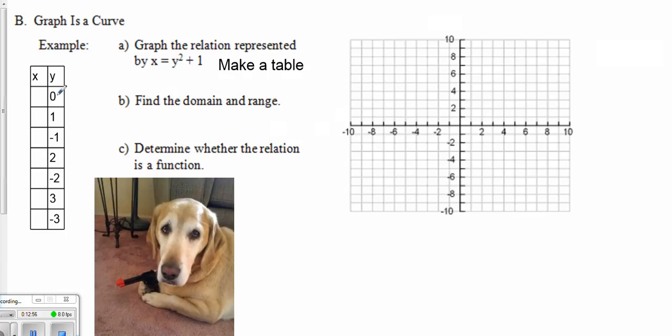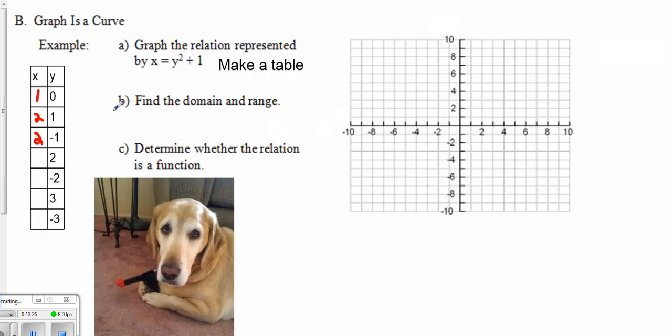If we use y as 0, 0 squared is 0 plus 1 makes 1. If we use y as 1, 1 squared is 1 plus 1 makes 2. Well, what if we used -1? -1 squared means -1 times -1, which is now a +1, plus 1 is still 2. So these two made the same number.